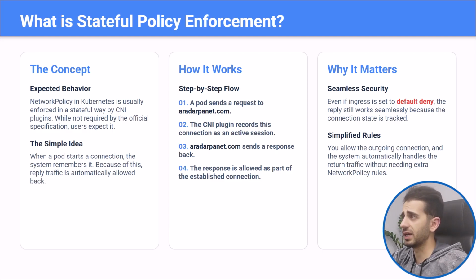When the response comes back, it is automatically allowed because it belongs to an existing connection. So even if ingress traffic is restricted, return traffic is not dropped because it is not treated as a new connection. It is a part of a stateful flow. Without stateful enforcement, every response packet would require a separate rule, which would make networking extremely complex. So in practice, we usually only define the direction that initiates the connection, and the system handles return traffic automatically.